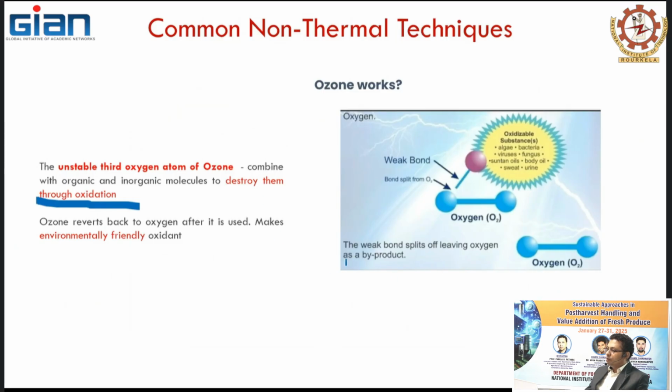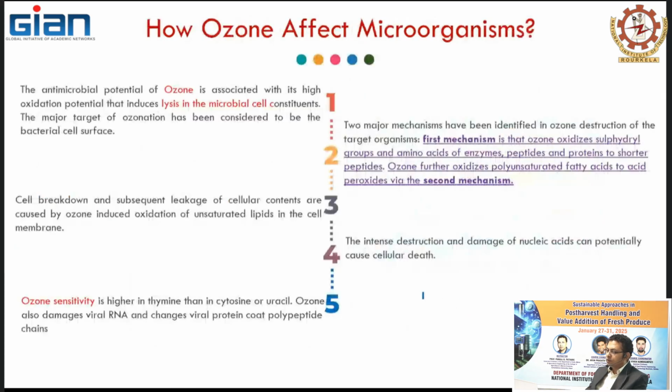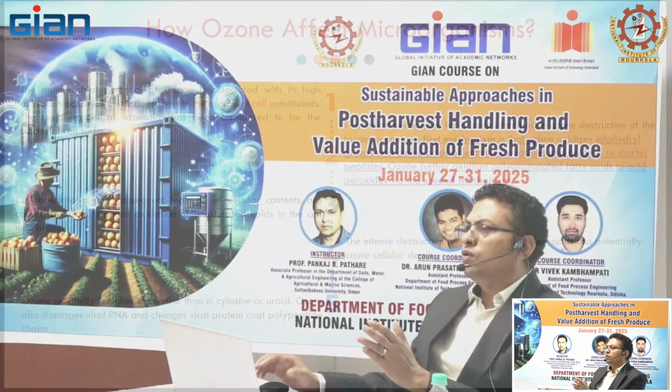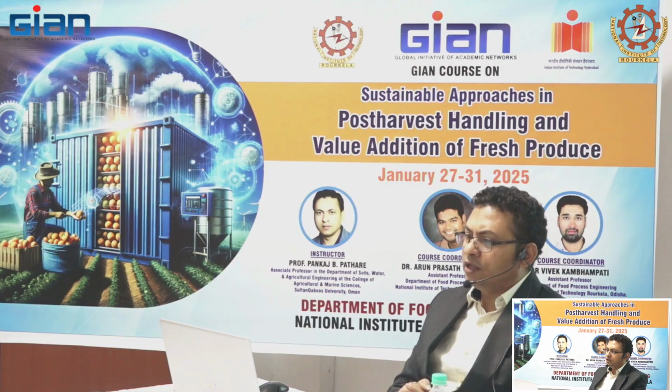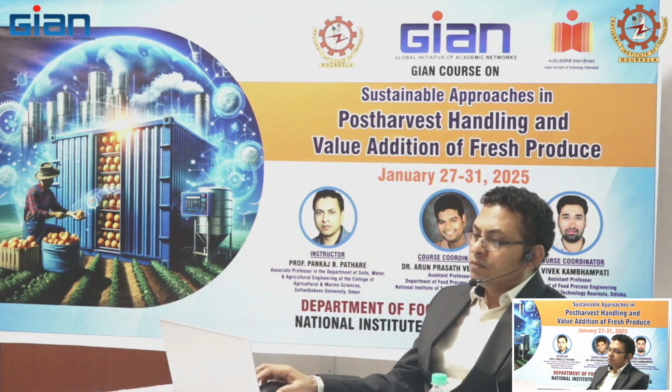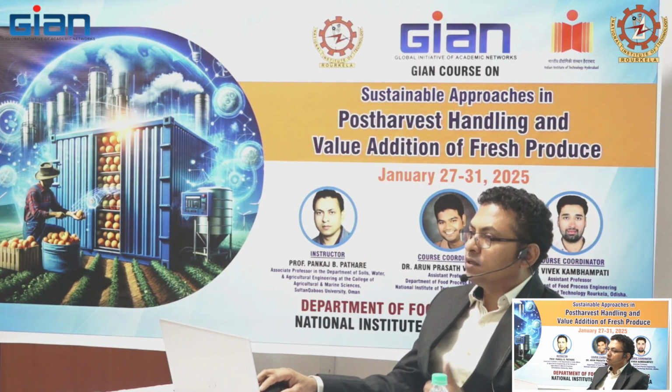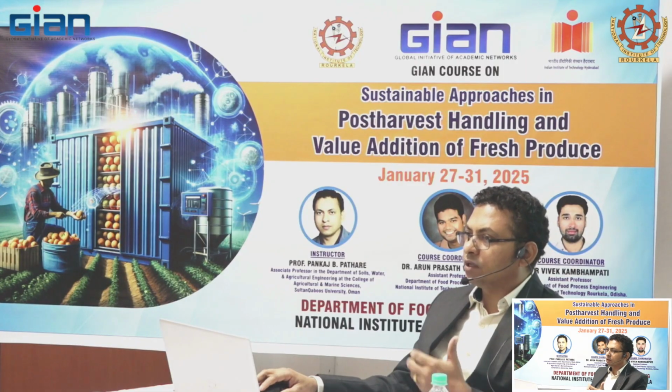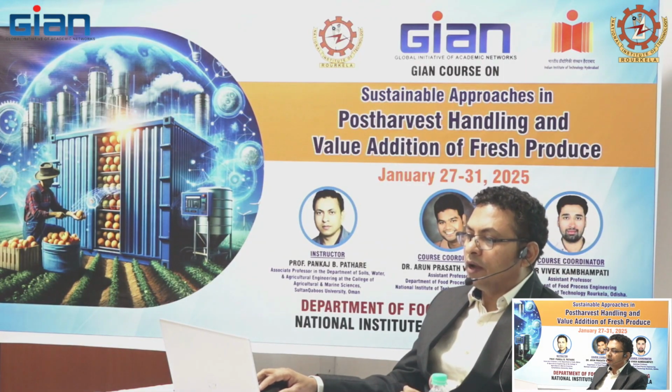And that big bond breaking is always utilized here. So the oxidable substances, maybe algae, bacteria, fungus, virus, are contacted with this. When we look at how it affects and kills the microorganism, one thing to note is that ozone has high oxidation potential. That's one of the characteristics of ozone, and that is helping to lyse the microbial cell.